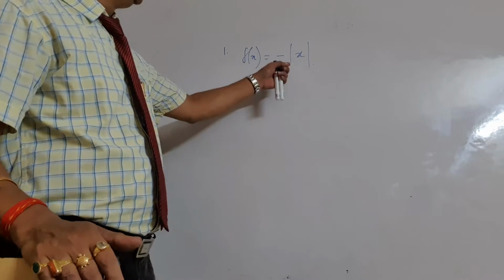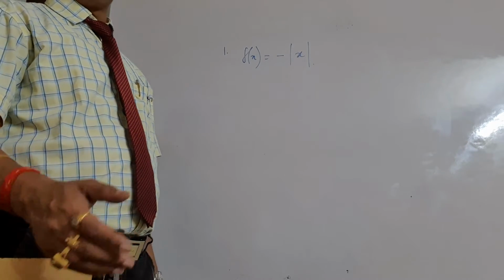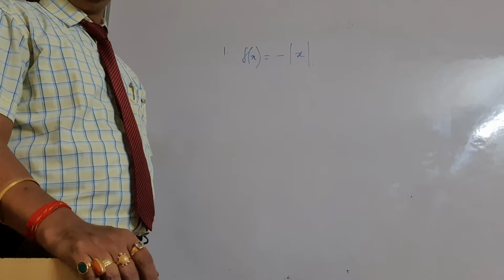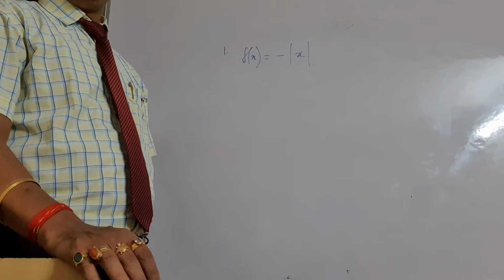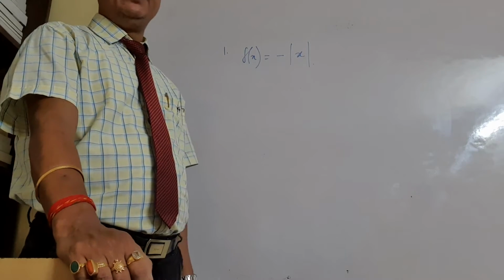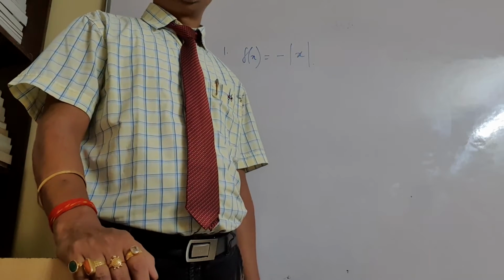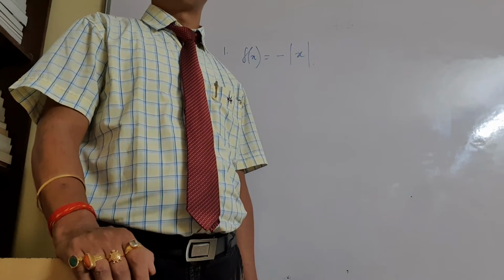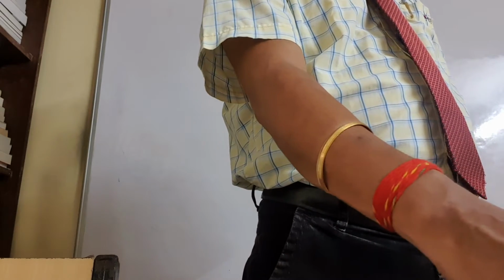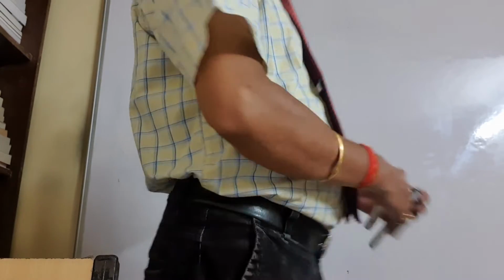But here this mod of x is defined for all the real values of x. Think of any value of x, and tell me any particular number for which it is not defined. You will not get any such number for which the function is not defined. The function will be defined for all numbers.